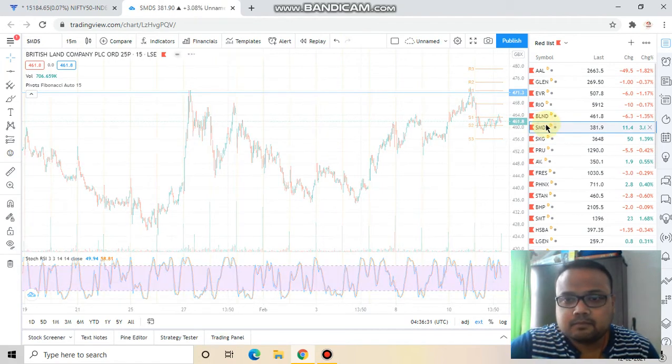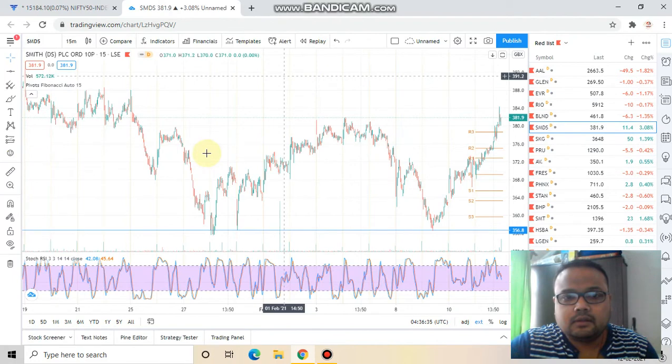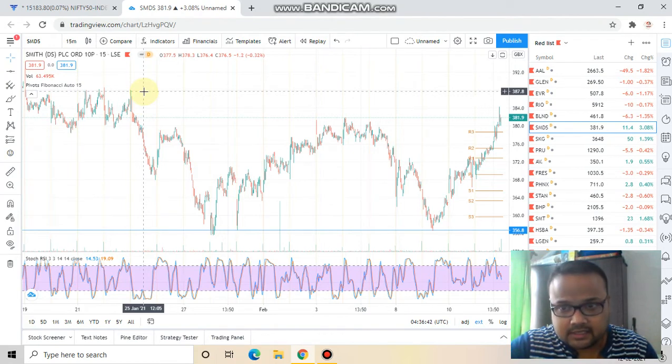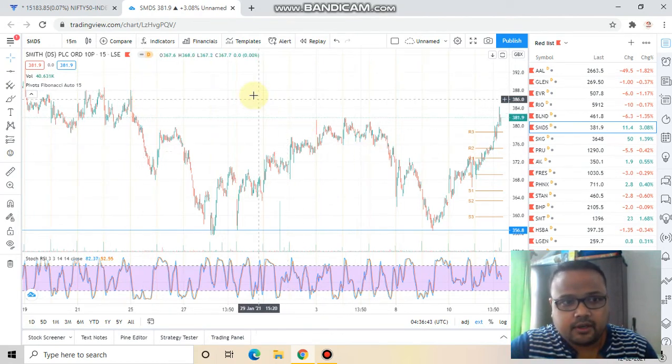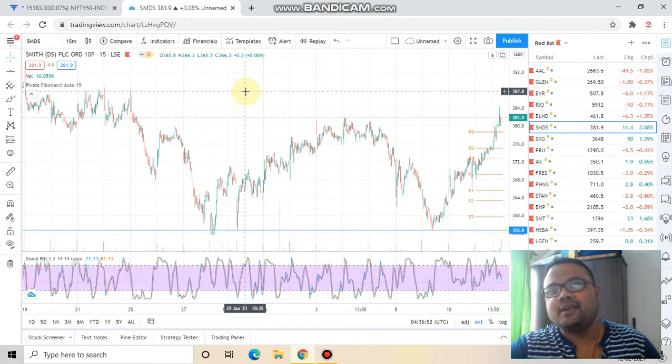So the next stock we have is SMDS. In SMDS, there is a resistance. Sorry, I forgot to mark the resistance. Right now it is trading at 381.9, and resistance at 387.8. So you know the drill. If it reaches the resistance, just be careful, pull up your socks and get ready for some action.